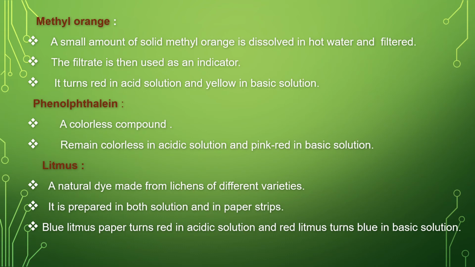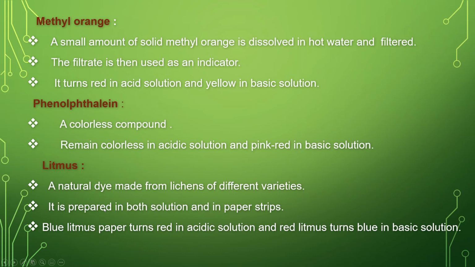Now about the different indicators. Methyl orange: a small amount of solid methyl orange is dissolved in hot water and filtered, and then it can be used as an indicator. If it is an acid solution, its color will be red, and in basic solution it will be yellow. Phenolphthalein is actually a colorless compound, and in acidic solution it remains colorless, but in basic solution it will be pink red.